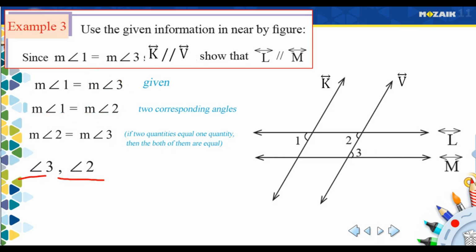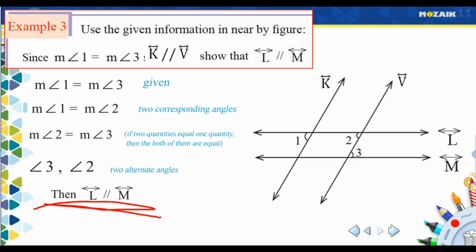Angle 3 and angle 2 are two alternate angles. Then line L is parallel to line M, by the converse of alternate angles. If two alternate angles have the same measure, that means line L is parallel to line M.